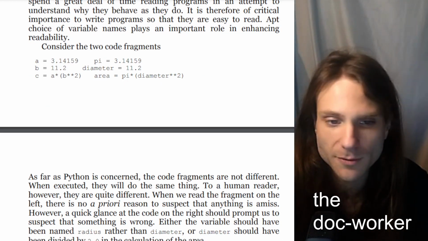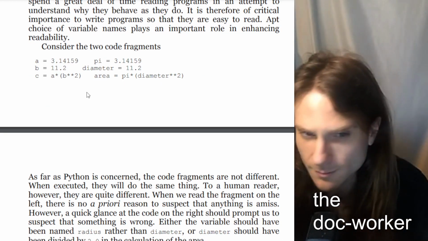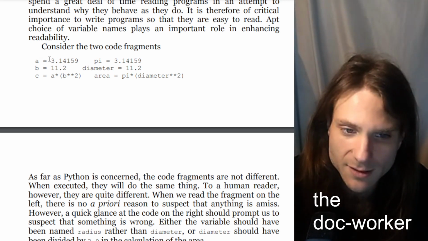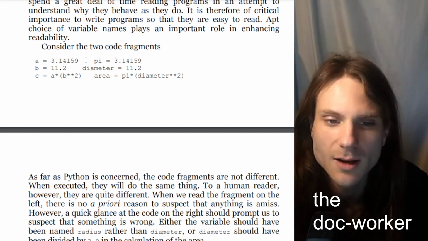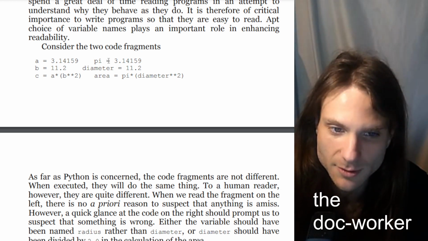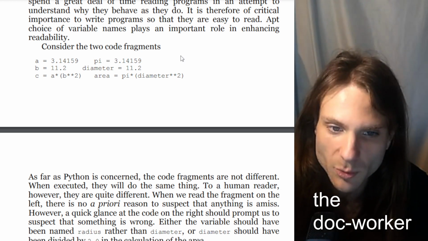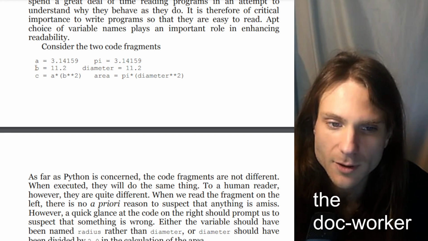Consider the two code fragments. We've got a variable a. We set it equal to the value 3.14159, the float value. The variable pi, which we set equal to the value 3.14159. Variable b.